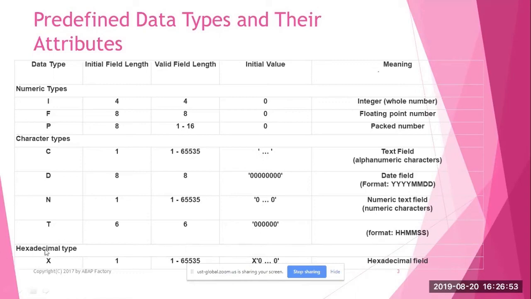But hexadecimal is used very rarely, only in very rare conditions. In this, numeric types and character types will be used commonly. So only I, P, C, D, and T, these are the data types you will be commonly using in your programs. Okay, understood?